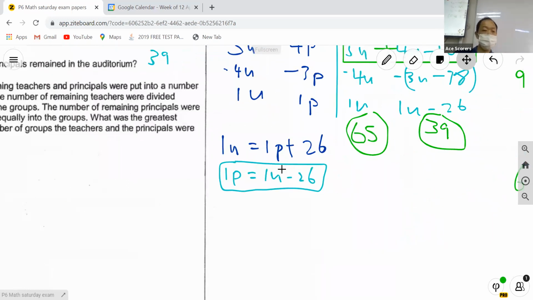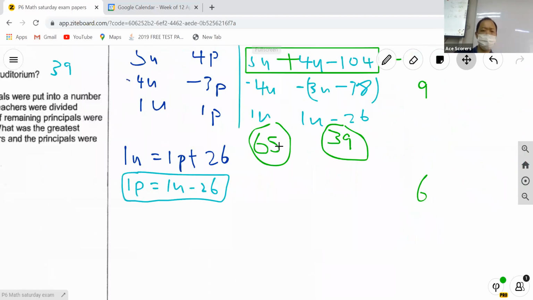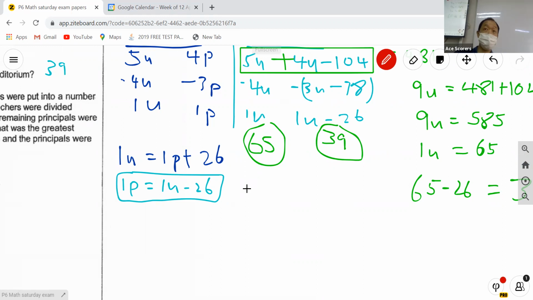Okay, what are the factors of 65? 1 times 65. What else? 5 times 13. What else? Any more? Okay, how about here? 1 times 39, what else? 3 times 13. Any more? The factors of 65, no more, right? I think that's all. Yeah, no more.